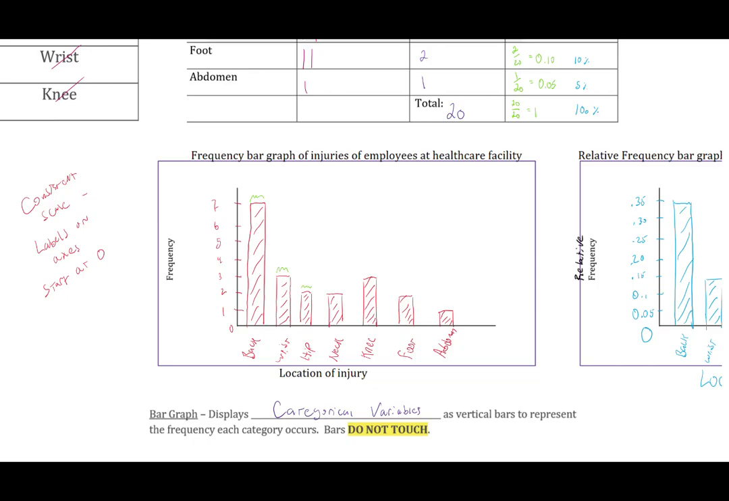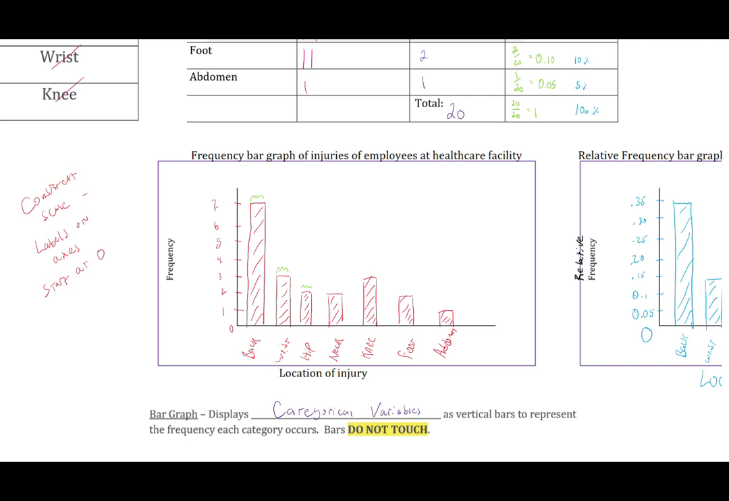as vertical bars to represent the frequency each category occurs. And an important thing about bar graphs is that the bars do not touch. Again, categorical variables do not have a specific order, so we're not going to let them touch because they can be arranged in any order that we want to.